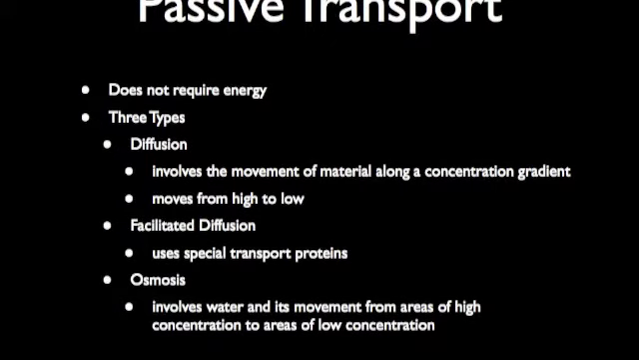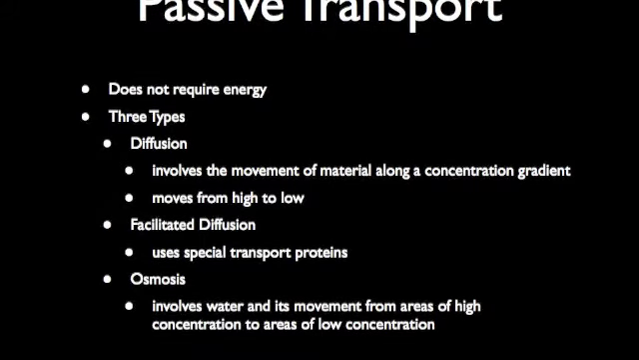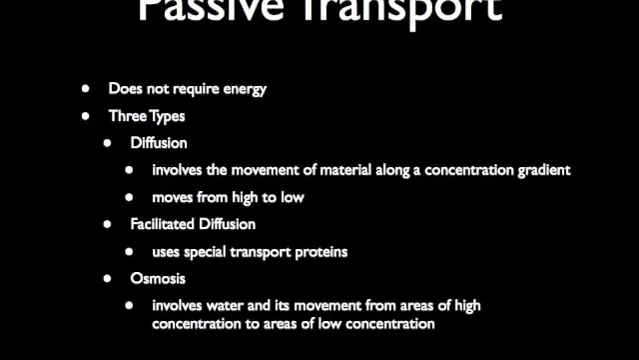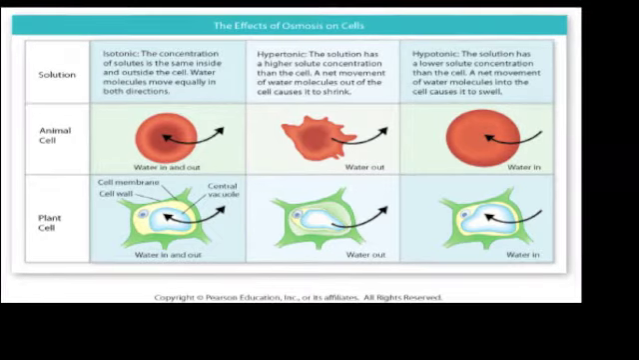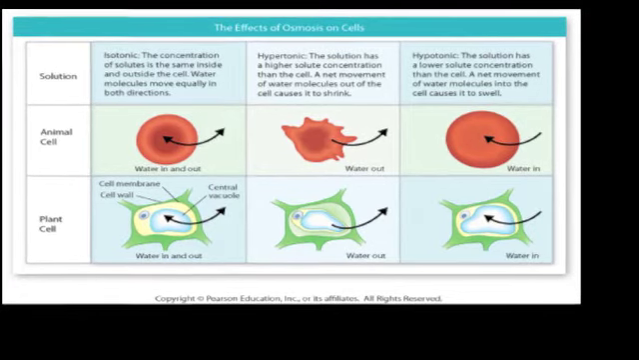Osmosis is the type of diffusion that specifically involves the movement of water across a semi-permeable membrane. During osmosis, water moves from areas of high concentration to areas of low concentration, so energy is not expended. Cells react differently when placed in solutions with different concentrations. The effects of osmosis on cells.